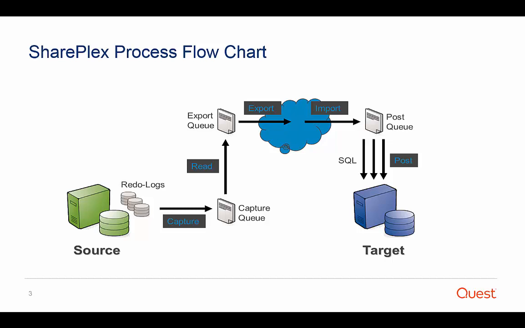Reader reads messages from the capture queue, fills in the key information, and then writes it to the export queues. Export reads messages from the export queue and then sends them across the network to import on the target side. Import receives the information and writes to the post queues on the target. Post process main thread reads messages from the post queue and dispatches messages to multiple SQL threads, which have multiple Oracle sessions executing DMLs or DDLs inside the target Oracle database.